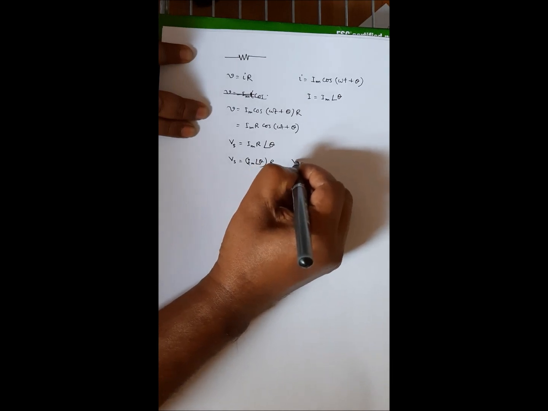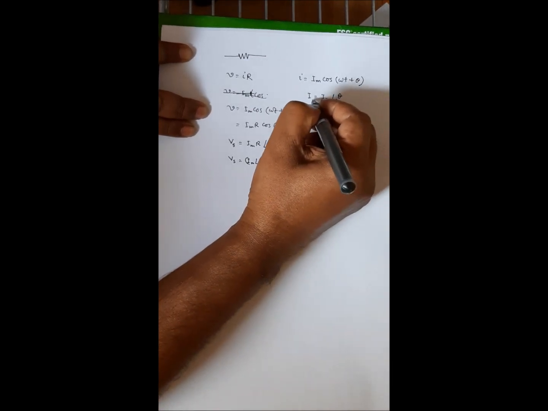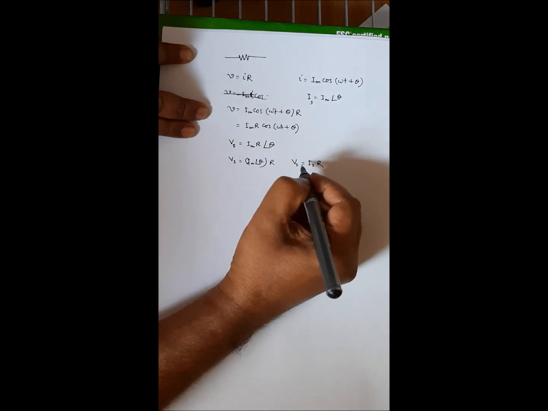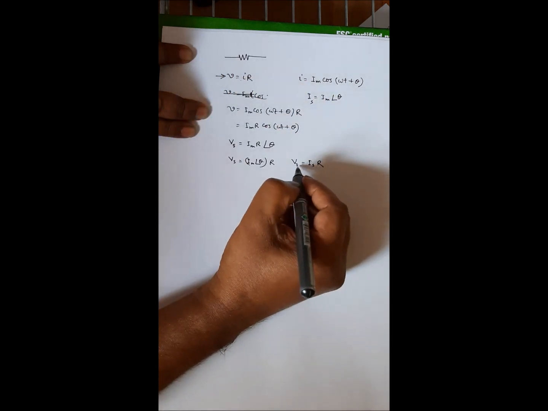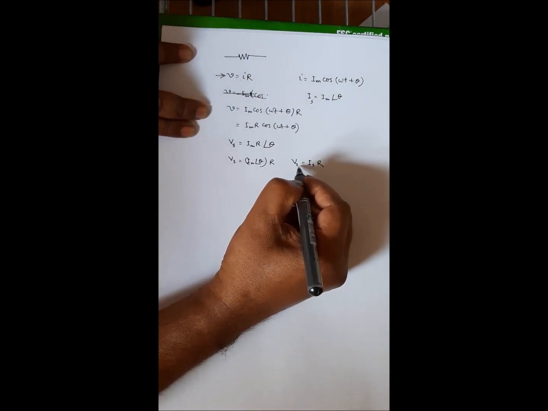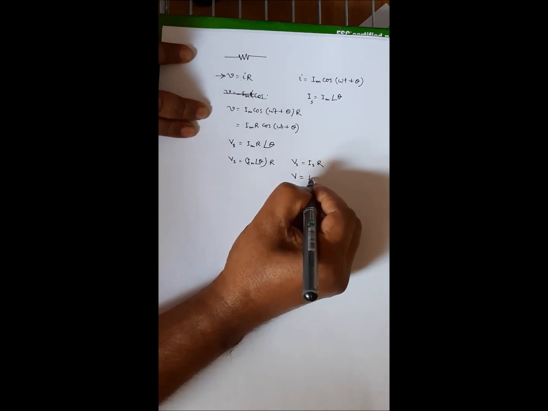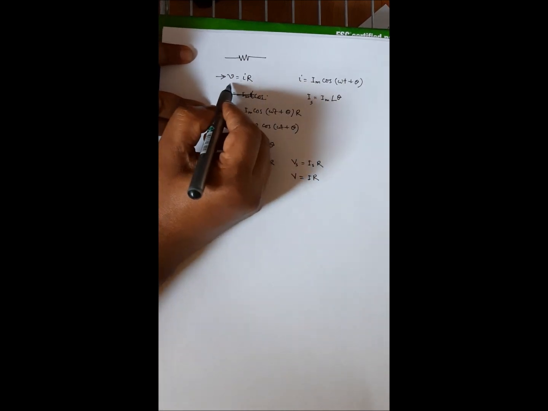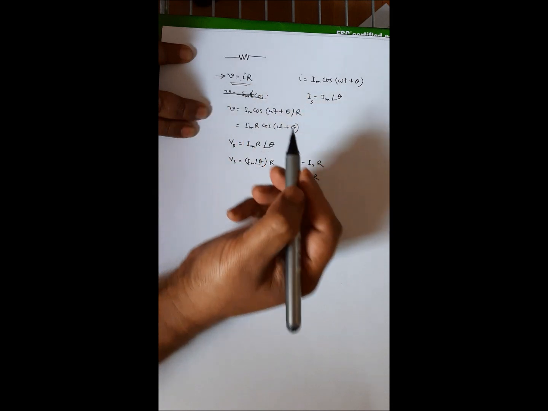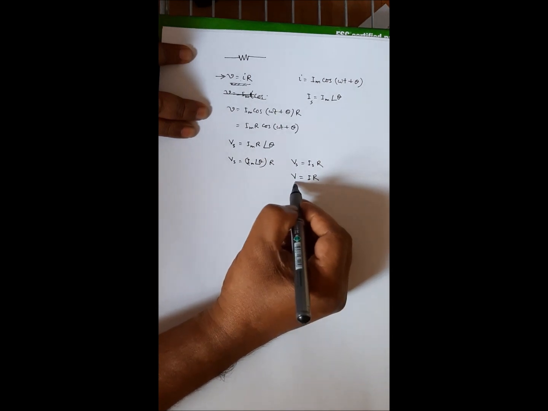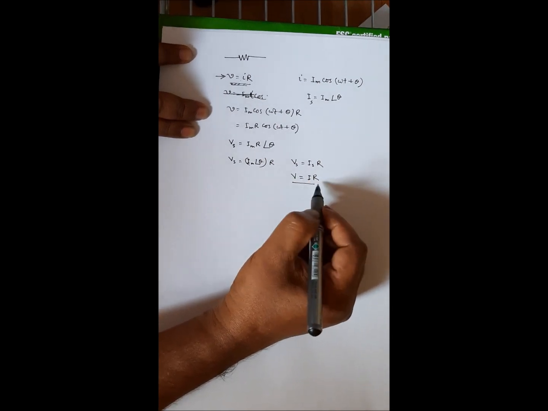So just Vs equal to Is times R. For time domain case, it was V equal to I times R. Here for frequency domain, it is also V equal to I times R. If we drop the s, we'll get I times R. So for resistive circuit, for resistors, Ohm's law is quite similar: V equal to I times R, and also V equal to I times R here.